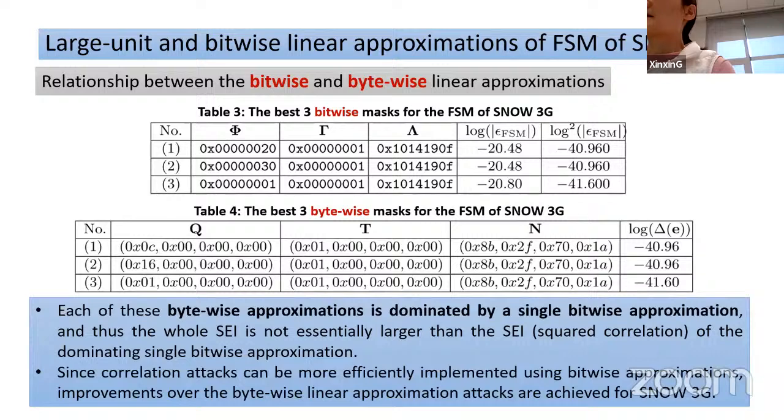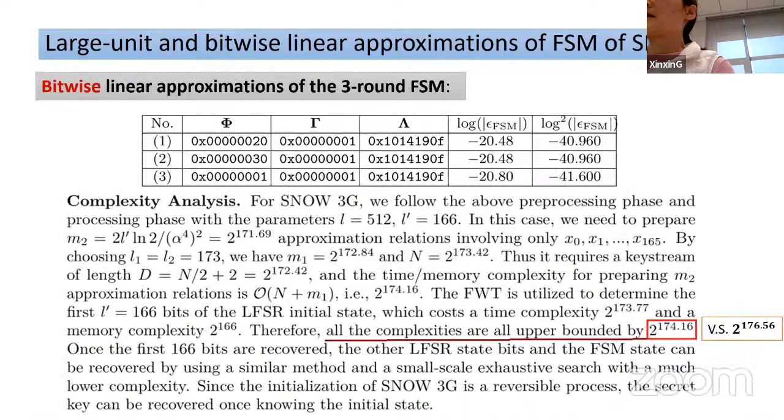Then we compare the bitwise and bitwise approximations. Similarly, there are many cases where the bitwise approximation is dominated by a single bitwise approximation, and they have the same SEI. Based on the newly found bitwise approximations, we improve the fast correlation attack on Snow3G, with all the complexities bounded by 2 to the power of 174, while it is 2 to the power of 176 in the bitwise based attack.